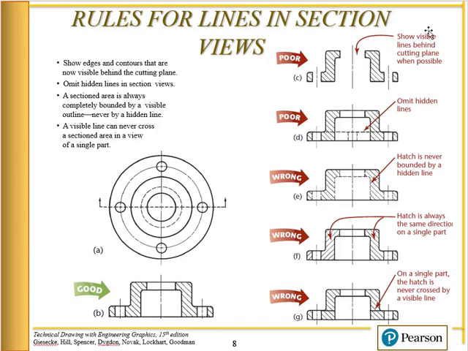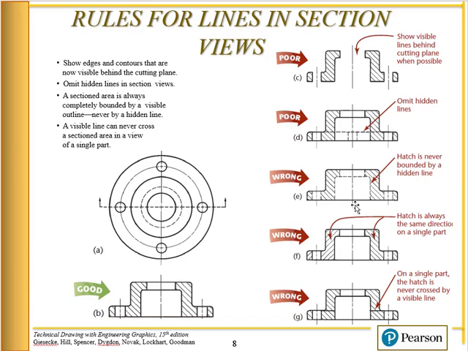Look at this one up here. We didn't show the visible lines that were made visible when we took the cutting plane. That's poor. It looks kind of like these features are floating out in space. That's really not the case. The other thing we do is we omit hidden lines in a section view. We don't put these hidden lines in here that define the geometry back here.